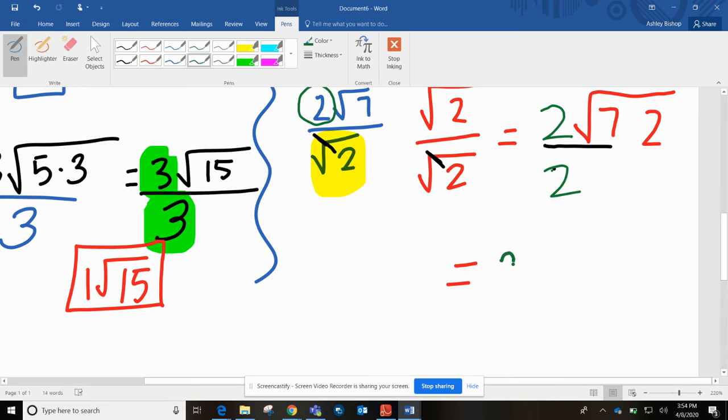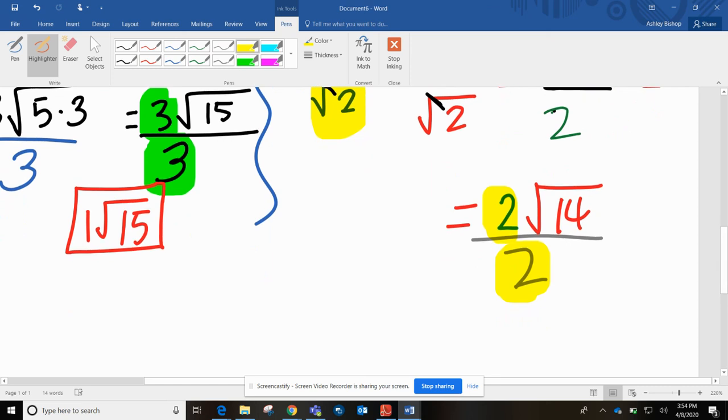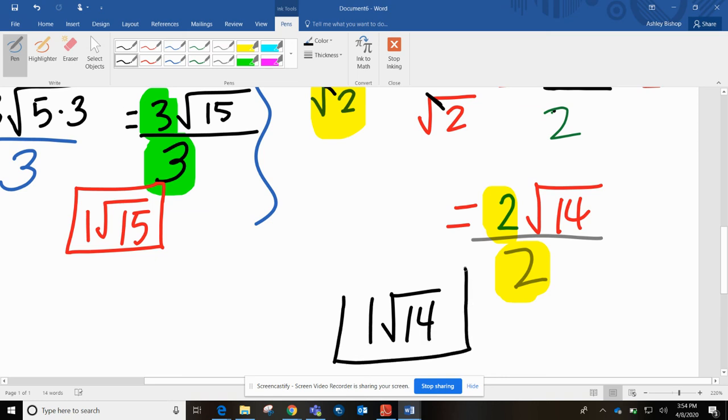So I still have that 2. And then under the square root, I have 7 times 2. So 7 times 2 is 14. And then divided by 2. And then you need to ask yourself, do these 2 numbers simplify? And yes, they do simplify. They simplify to just 1 again. So I just have the square root of 14. And those are my answers.